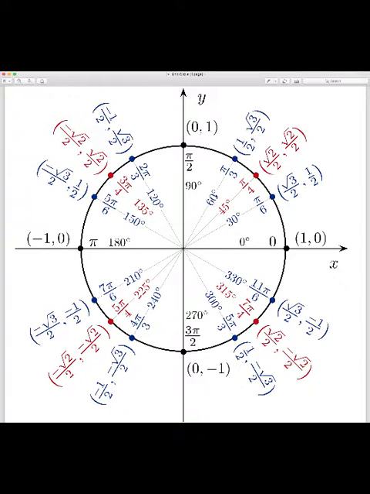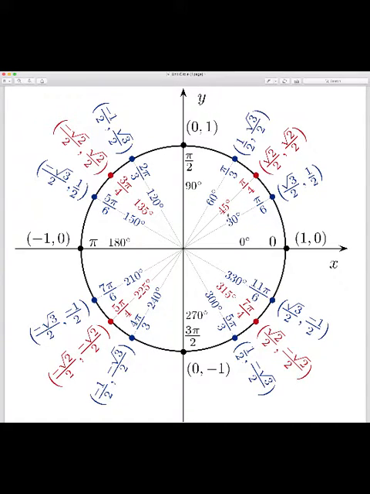But if you put the sine of 60 degrees in your calculator, you get a decimal. But the sine of 60 degrees is just the y coordinate, which is the square root of 3 over 2. And it's the same thing for all angles around the unit circle.